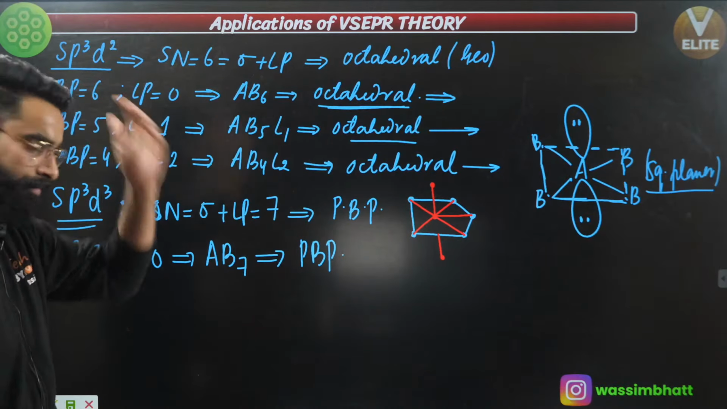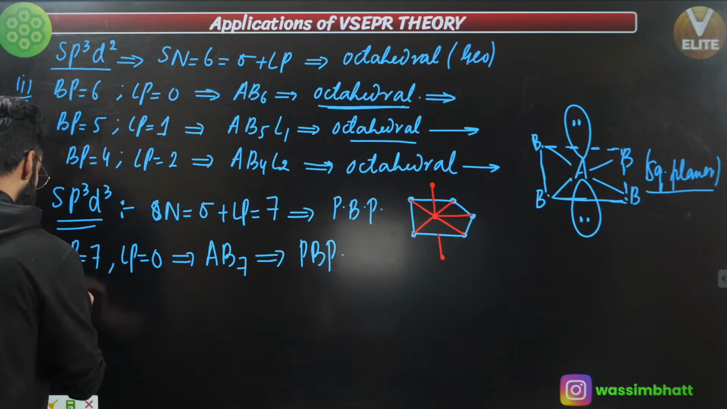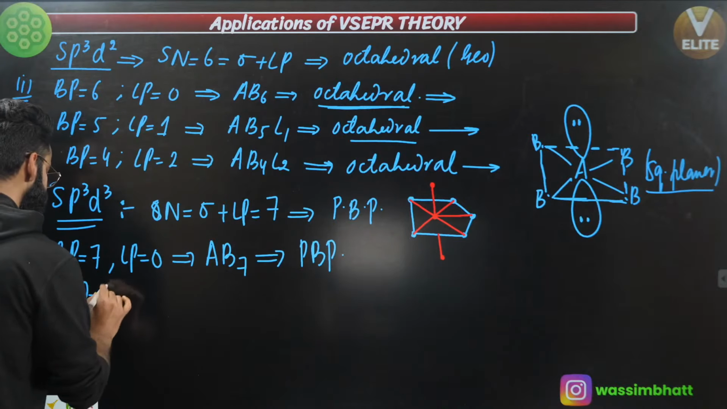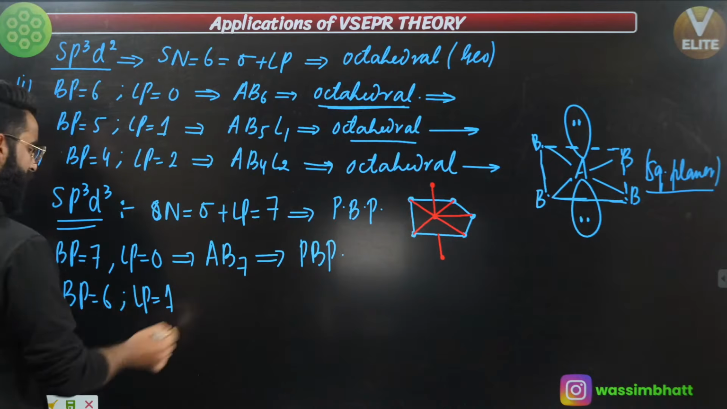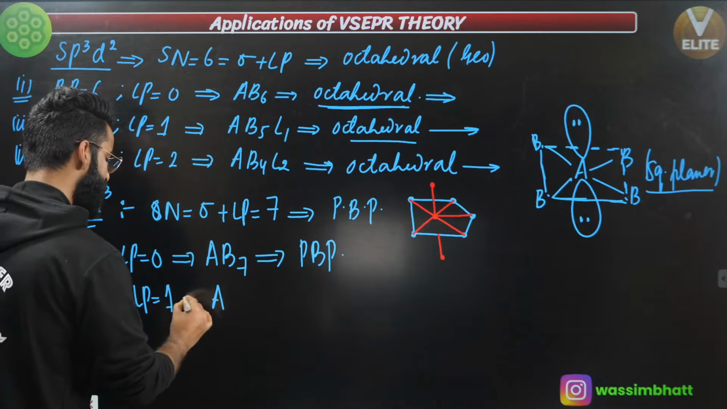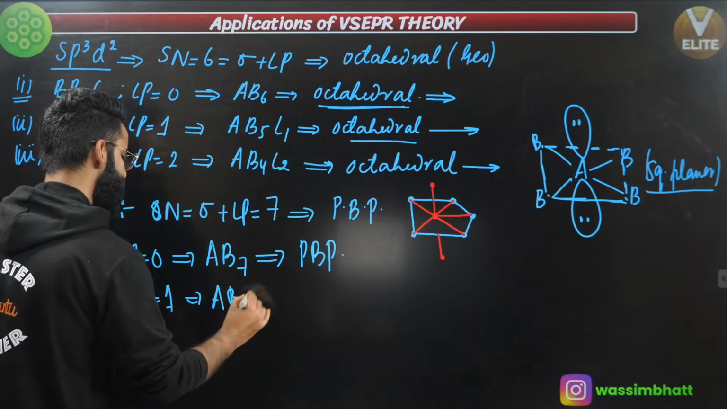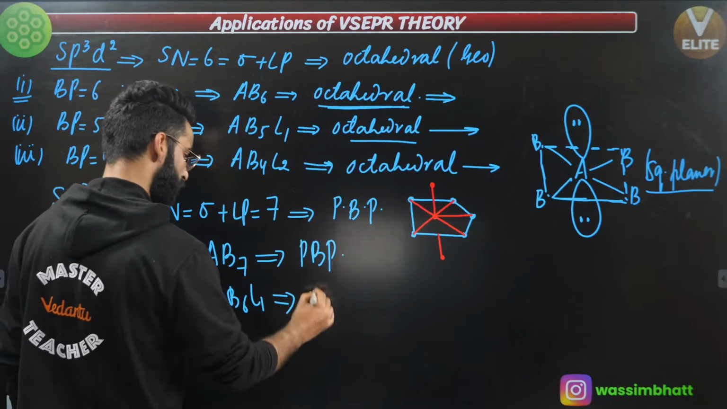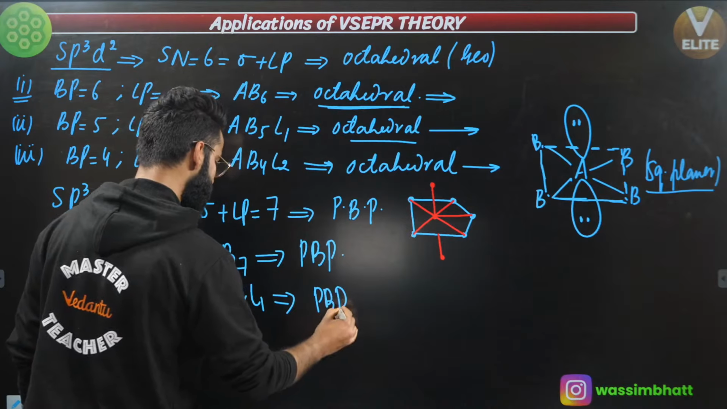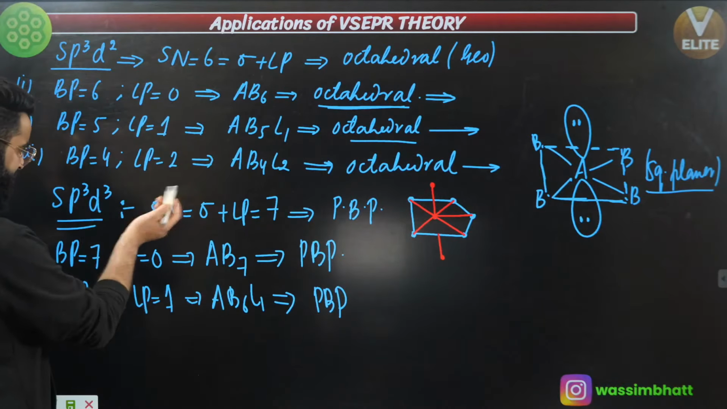Perfect. Similarly, if I have a molecule in which bond pairs are 6 and lone pair is 1, what is the type of the molecule? The type of the molecule is AB6L1. If the type is AB6L1, its geometry again is going to be pentagonal bipyramidal, because the hybridization is the same, sp3d3.